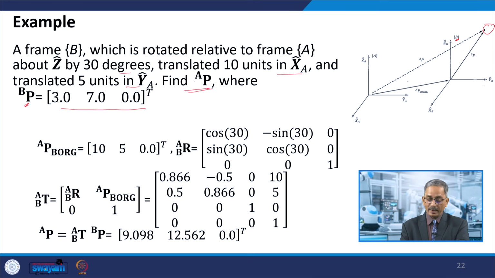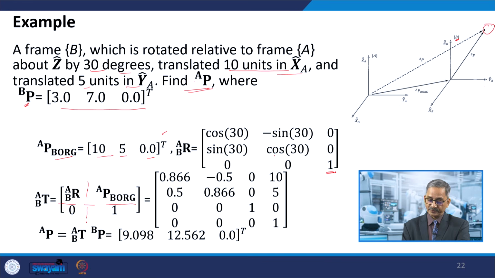So, what will be my PB origin with respect to A, because we have translation of 10 units in XA and 5 units in YA. So, this is going to be 10 5 and 0, because no translation in z direction, it is transpose, because we have to write it in the vector form. And when we have rotation about z axis by 30 degree, this is my rotation matrix, as we have seen previously, and I can find out this transformation matrix for B expressed in terms of A. So, this is that transformation matrix.